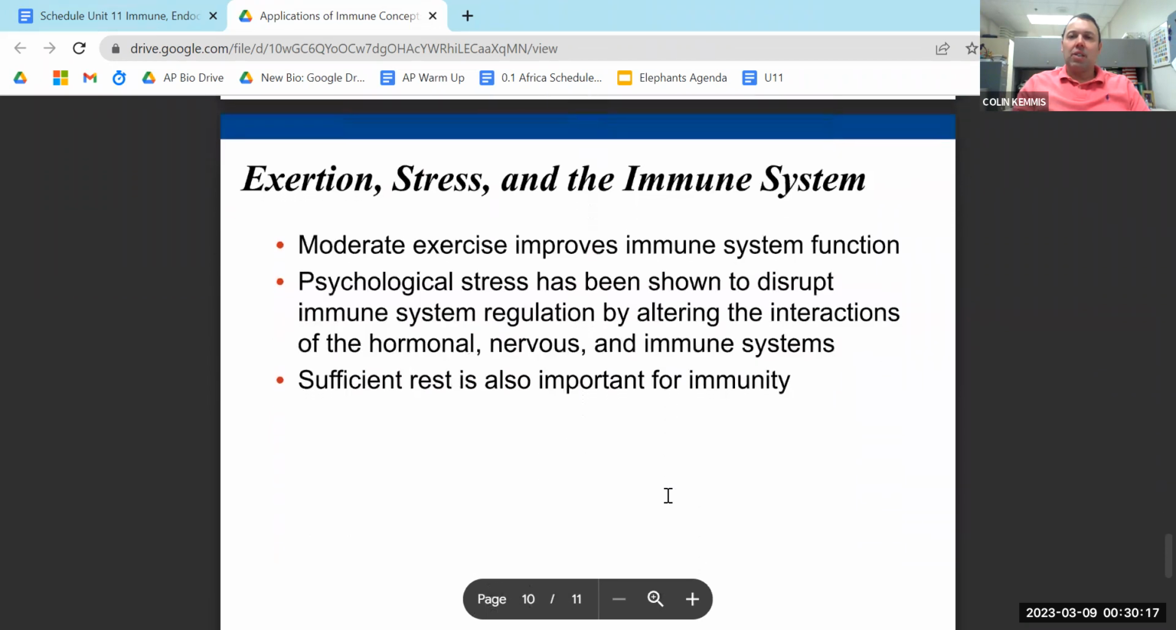Now, exertion and stress also play a role in the immune system. Exercise seems to help your immune system. Stress seems to hurt it. Rest is also important for a good immunity. There's certain things in your diet as well. If you don't have enough vitamin C or other vitamins, it could cause a more weakened immune system.